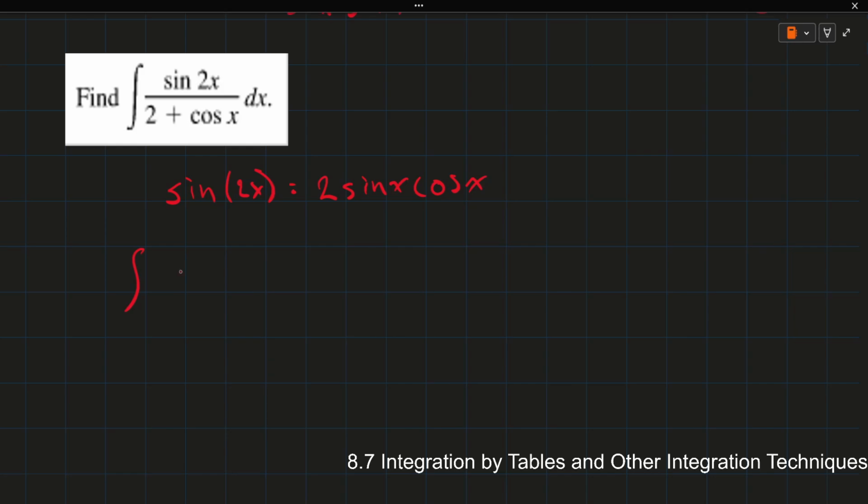I know we haven't used any tables yet. I'm just going to throw the 2 out of here and rewrite this as 2 sine x cosine x over 2 plus cosine x.